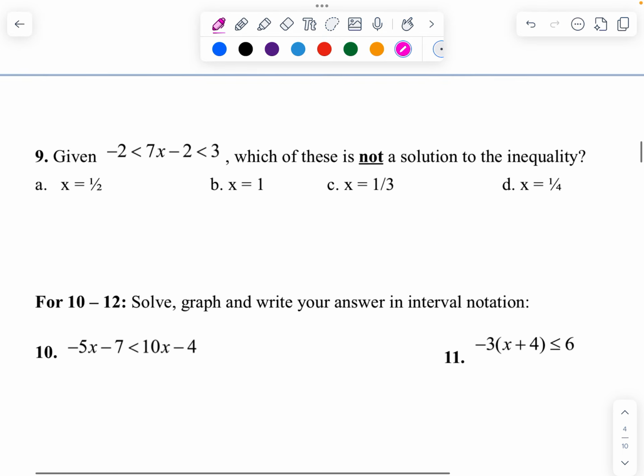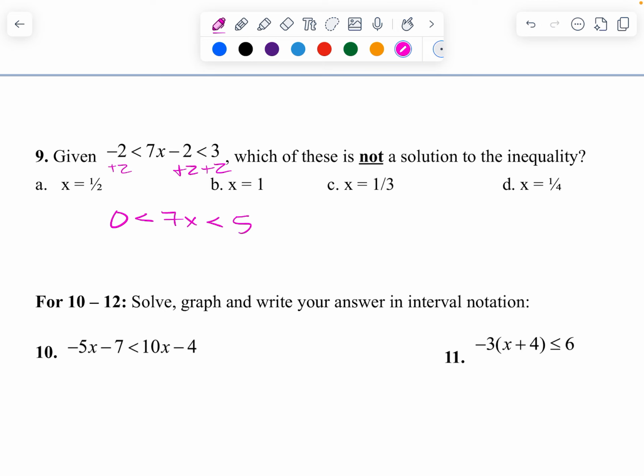Okay, which of these is not a solution? So I'm going to solve this down below real quick. I'm going to add 2, add 2, add 2. So I would get 0 is less than 7x, which is less than 5. Divide by 7. So 0 is less than x, which is less than 5/7.